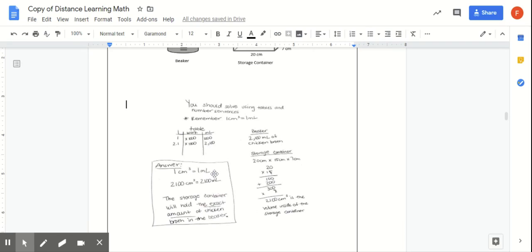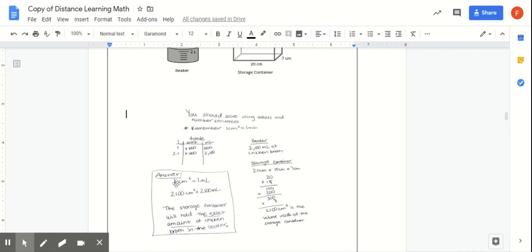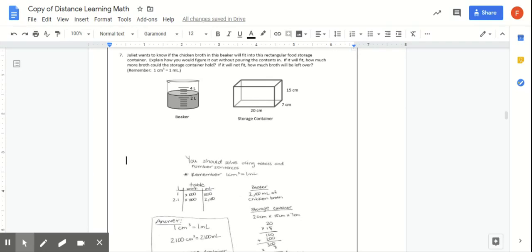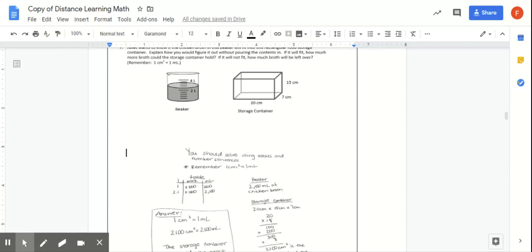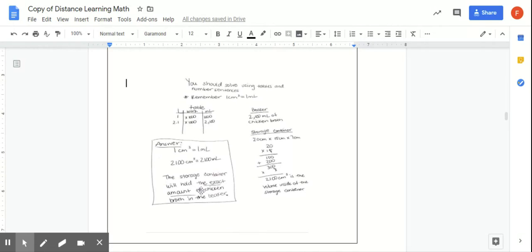Now remember, 1 centimeters cubed equals 1 milliliter. So I'm going to plug that in. And I have my volume for my storage container here, and I have the milliliters of chicken broth inside of the beaker. So that's going to conclude our answer to our question. The question ultimately asks, if it will fit, how much more broth could the storage container hold? The storage container couldn't hold any more broth. The storage container will hold the exact amount of chicken broth inside of the beaker.